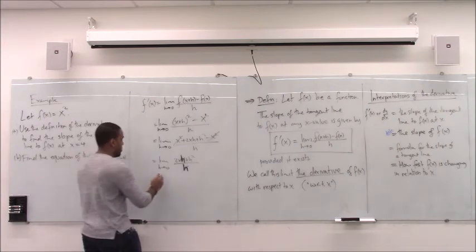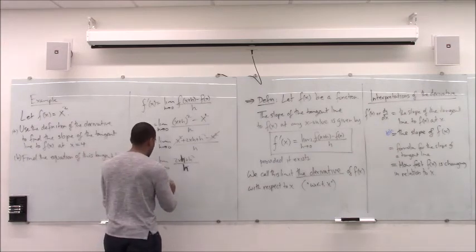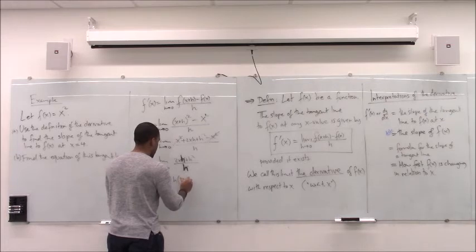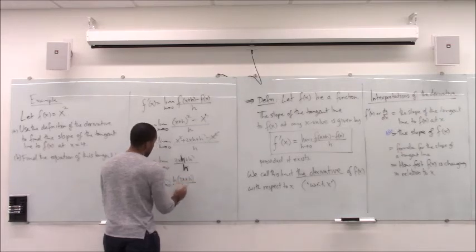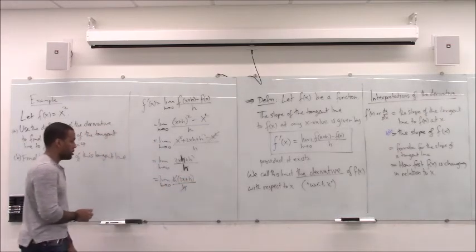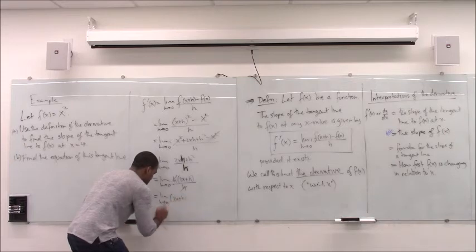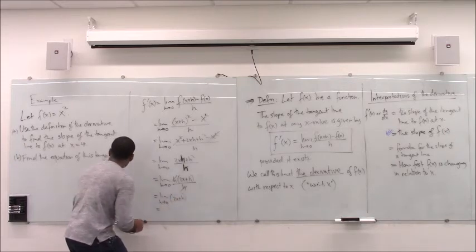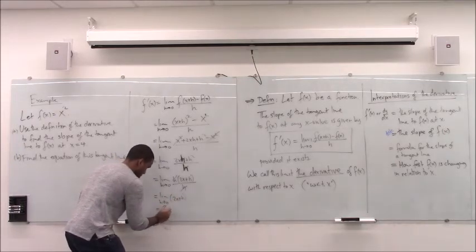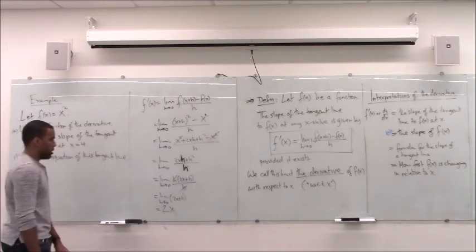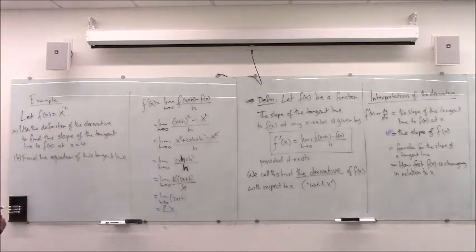Factor out the h. Now we can cancel, because it's canceling common factors. Now what's the limit? 2x. Now I'm in a situation where I can plug in 0 for h, and it'll make sense. 2x is going to be the answer.